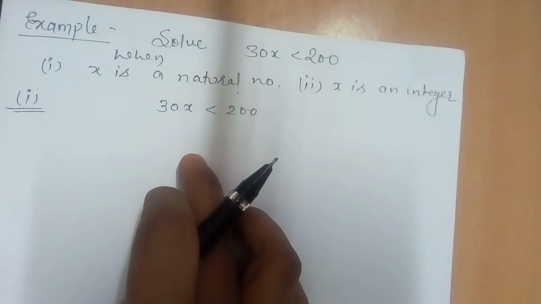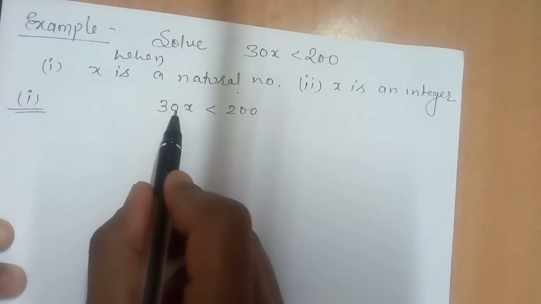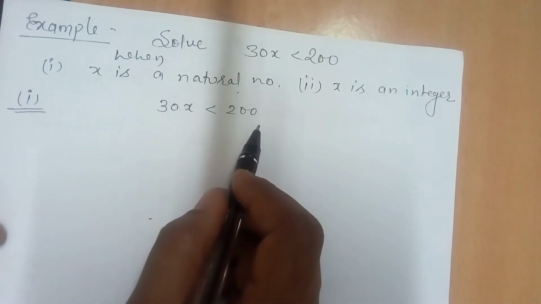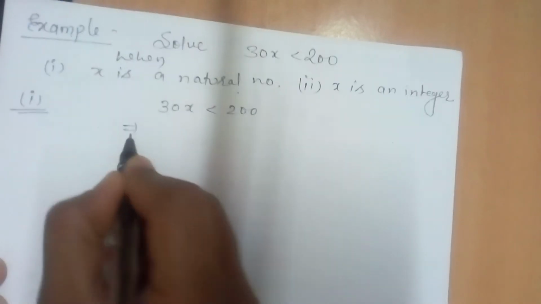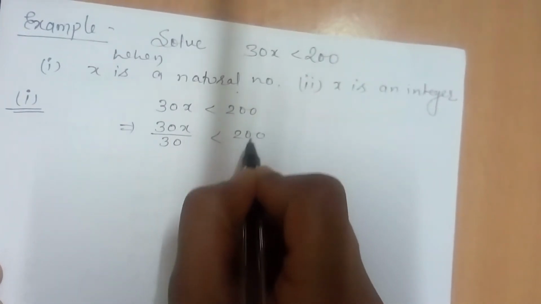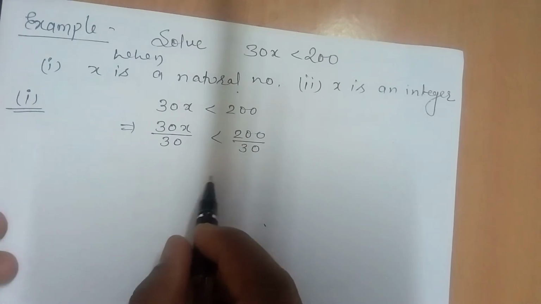We have already discussed both the rules. We can multiply or divide by a positive number, or we can add or subtract a number to both sides of the inequality. Here 30 multiplied by x, so we'll divide both sides by 30, or simply you can transpose this 30 to RHS. Since 30 is a positive number, the sign remains the same, meaning no need to change the sign of the inequality.